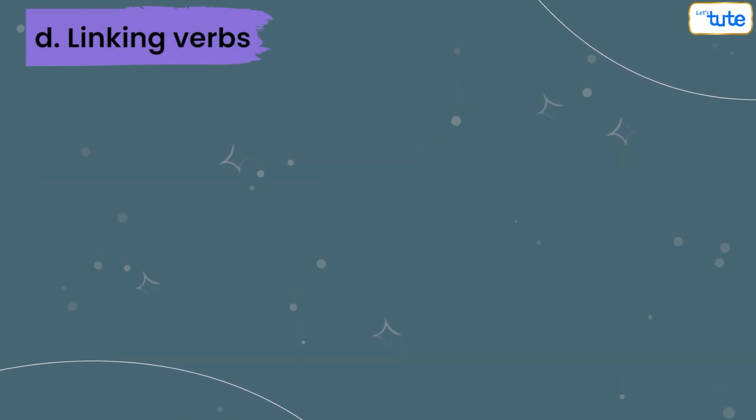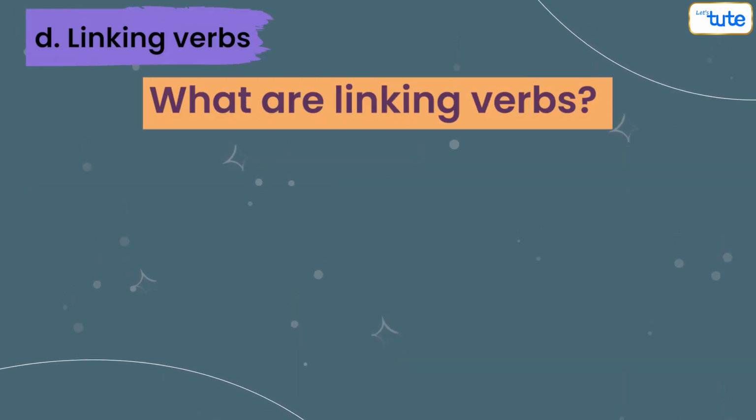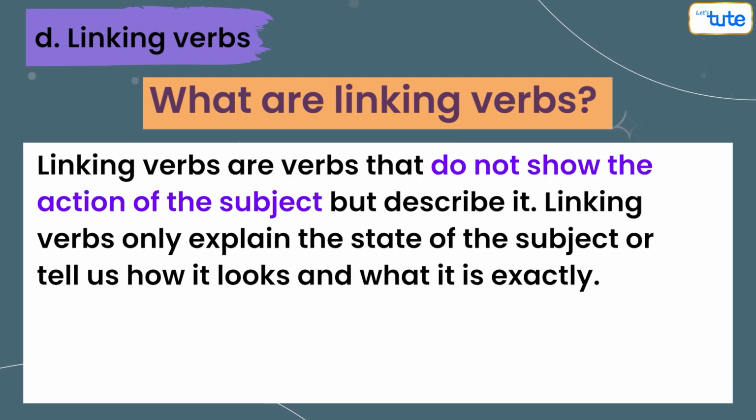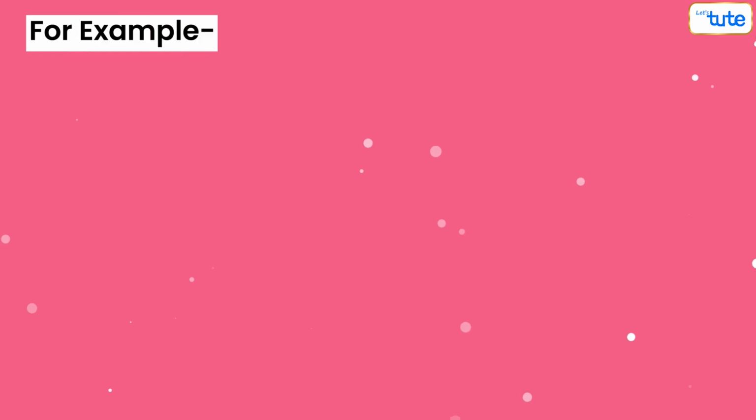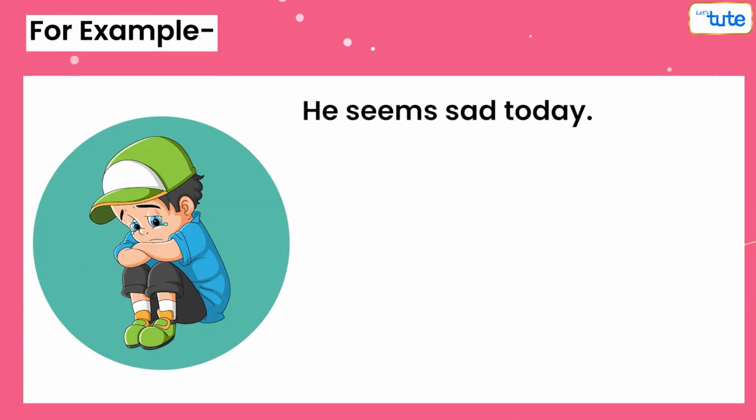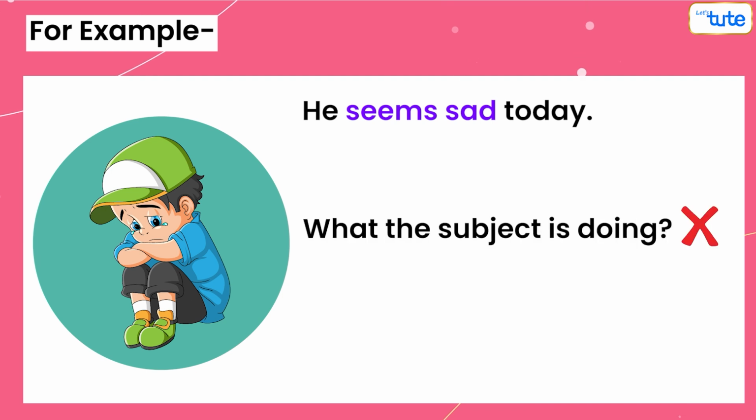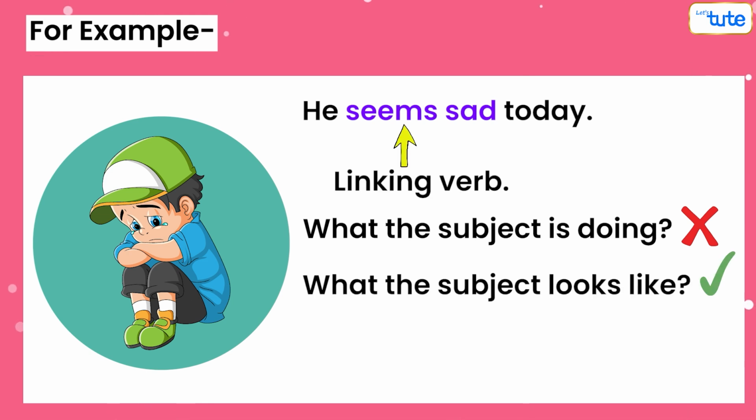Lastly, let us look at linking verbs. What are linking verbs? Well, linking verbs are verbs that do not show the action of the subject but describe it. Linking verbs only explain the state of the subject or tell us how it looks and what it is exactly. For example, he seems sad today. Here the word seems is telling us that the subject, he, looks sad today. Thus, it is not showing us what the subject is doing, but what the subject looks like. Hence, it is a linking verb.